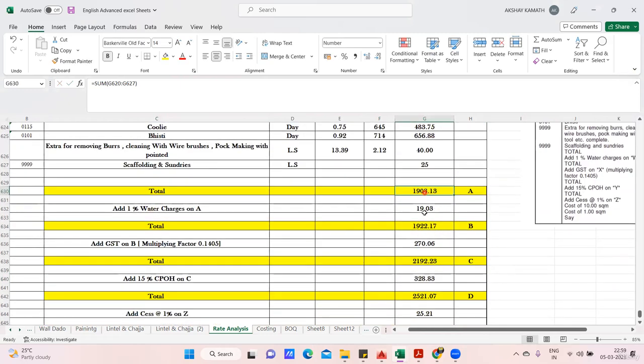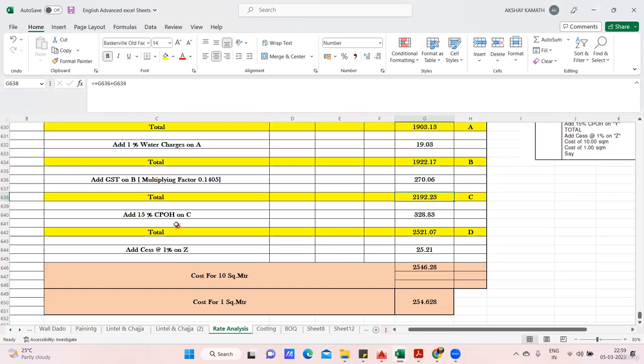1% is water charges on this amount. Then you do the total. On this amount, you add 14.5% GST, you get 270, add it. Then you add 15% contractor profit, you get 328. Then you add 1% cess, you get this. So this is 2546 for 10 square meter. The cost for 1 square meter will be 254.628 rupees.